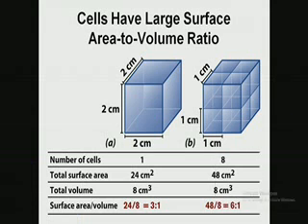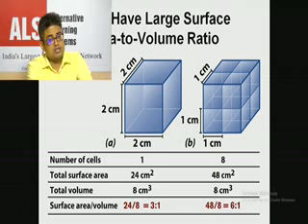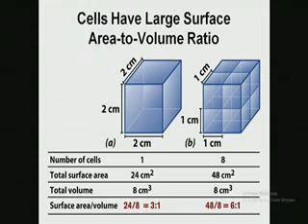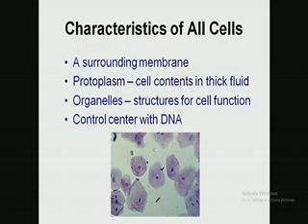You can see a smaller cell has better efficiency because it has a large surface area to volume ratio. But if it is a large cell, then it has a large surface area, but compared to the volume, its surface area is quite less. So you can see a large cell has a ratio of 3:1 and a small cell has a ratio of 6:1. So a small cell is more efficient compared to a large cell.